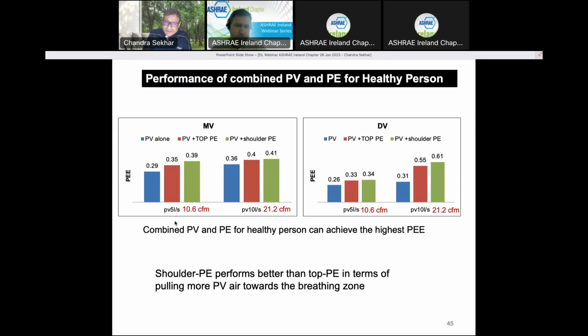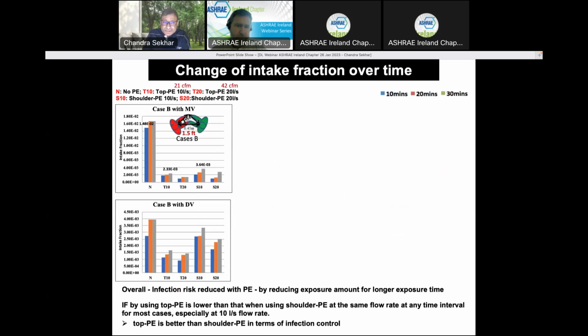3 slides, 3 key findings. Personalized exposure effectiveness increases when we have the exhaust connected to it. You can see the numbers going up. That's very clear, both with mixing ventilation in the background and displacement ventilation. This probably says it all very clearly. Intake fraction, remember I mentioned to you how much of the exhaled air from the patient reaches the doctor. Smaller the number, the better it is.